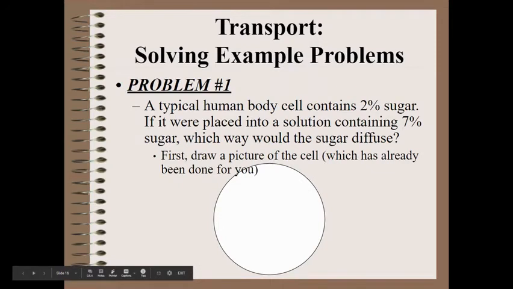So here's problem number one. A typical human body cell contains 2% sugar. If it were placed into a solution containing 7% sugar, which way would the sugar diffuse? So first we need to draw a picture of the cell, which has already been done for you.